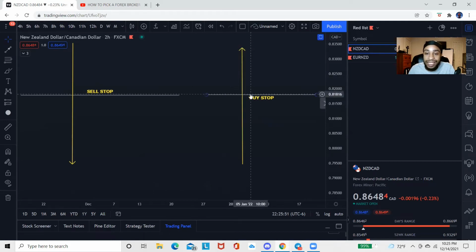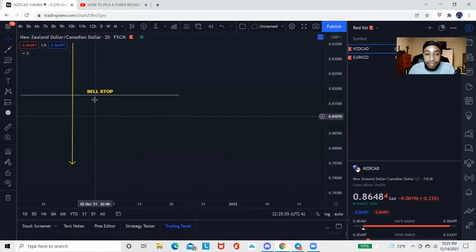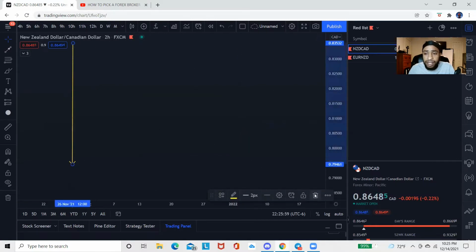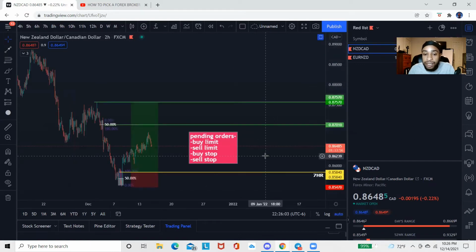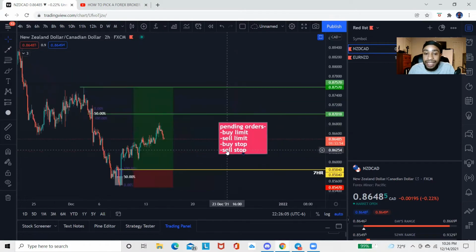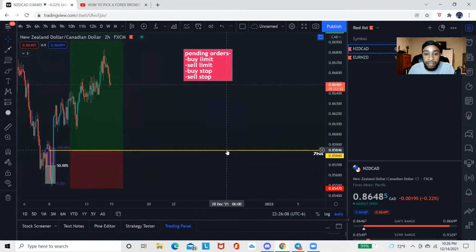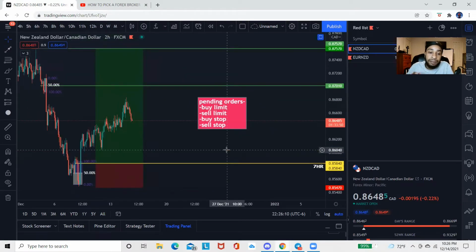Okay, so hopefully you guys now understand the dynamic and the difference of a buy limit, sell limit, buy stop, sell stop. Me personally, I obviously know how buy stop and sell stop work. I do not use those in my practical trading, but that doesn't mean that that's not something that you're going to do.